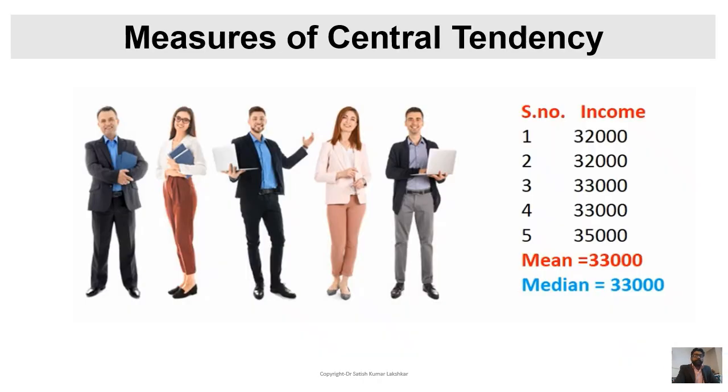Now let's move further in measures of central tendency. We have some observations, and these observations are hypothetical and represent the income of five different people. The average of these five observations, or the income of these five different persons, is 33,000. And the median is calculated by arranging this data set in ascending or descending order. In this case, the median is also 33,000, so the mean is also 33,000. Both are the same.